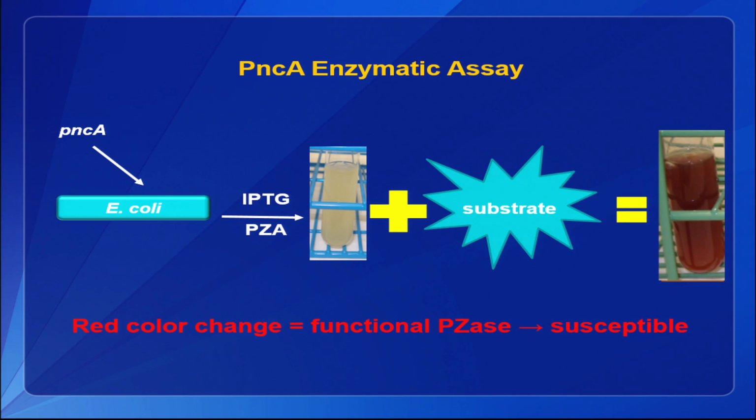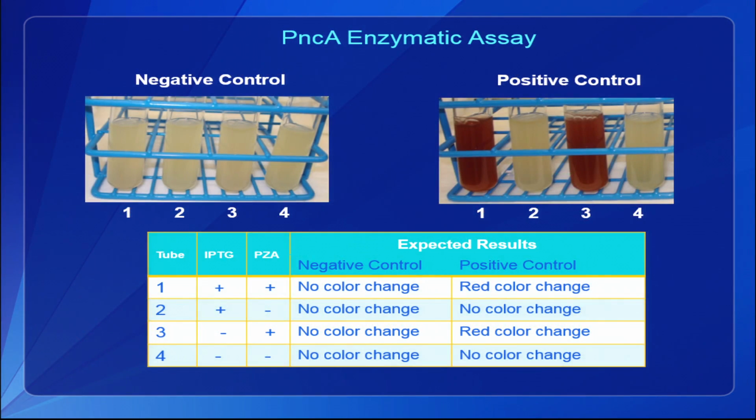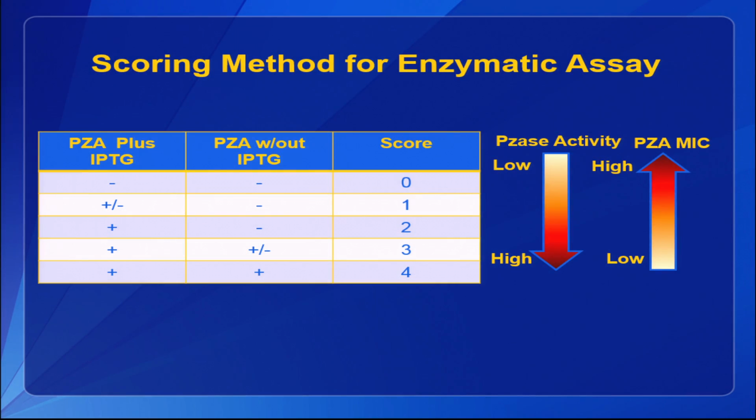It's not quantitative, it's more of a qualitative grading scale from 0 to 4, depending on which tubes turned red and which ones did not. The higher the activity, the lower the MIC; the lower the activity of the enzyme, the higher the MIC, and vice versa.